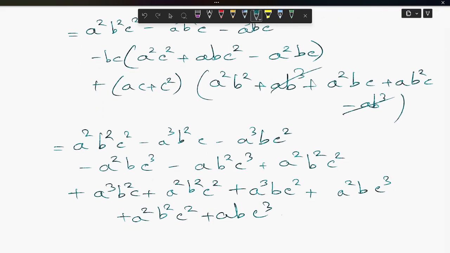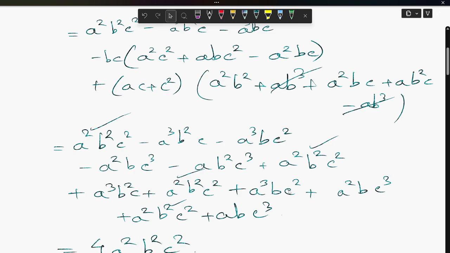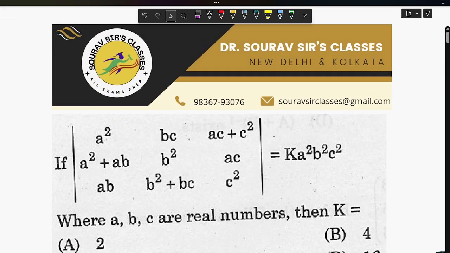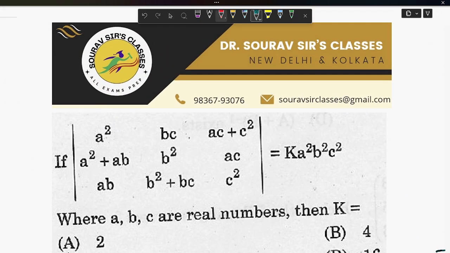So what we will get now? So finally we will get a square b square c square once, second, third, and fourth. So finally we will only get 4 a square b square c square. So the correct answer of this question is our option B, which is our option 4.